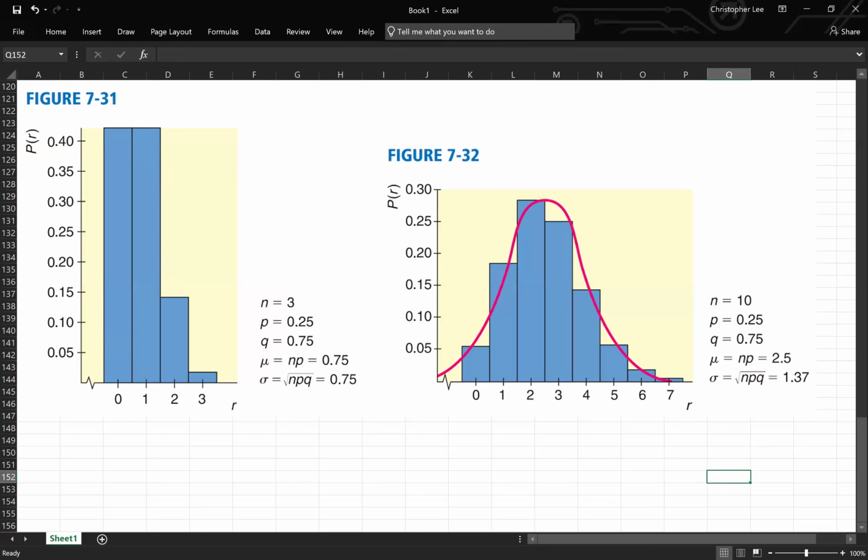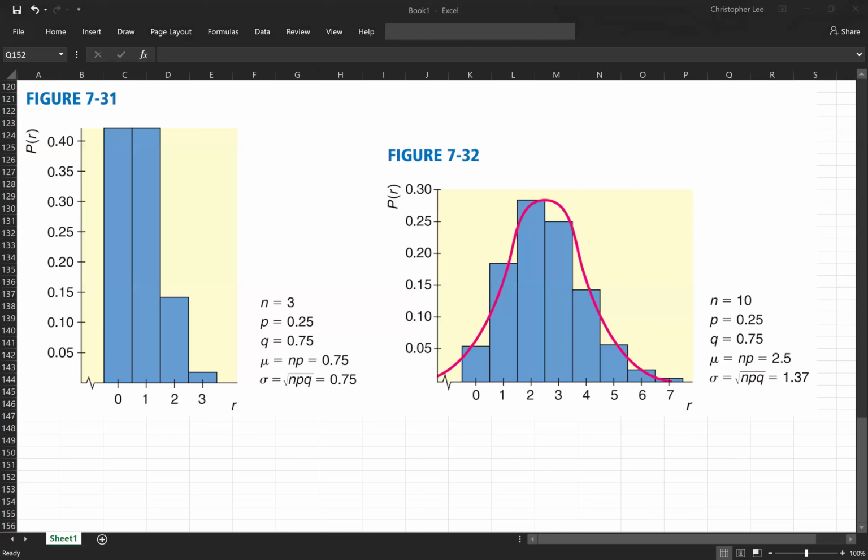Let's look at 2 more examples real quick. This is going to be real good.